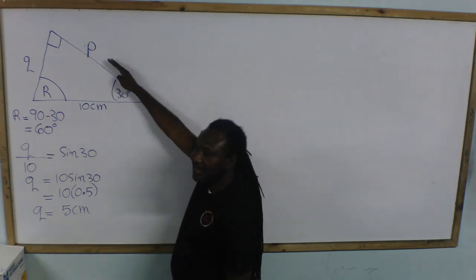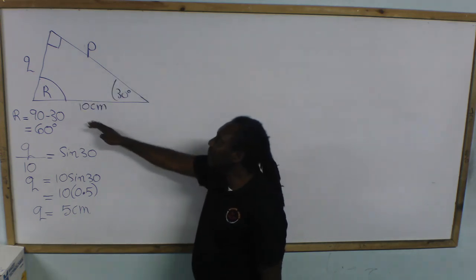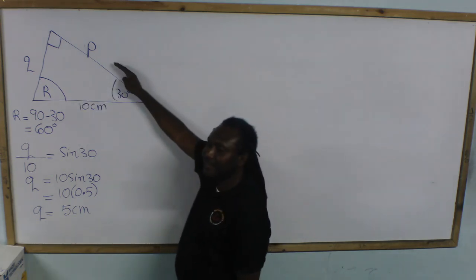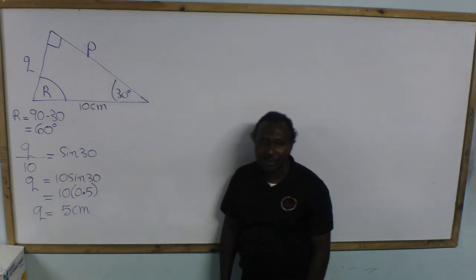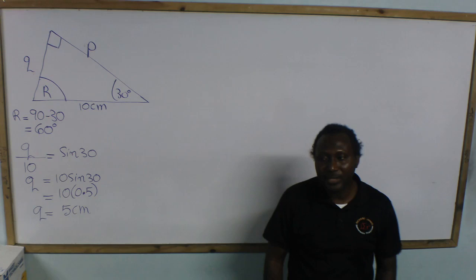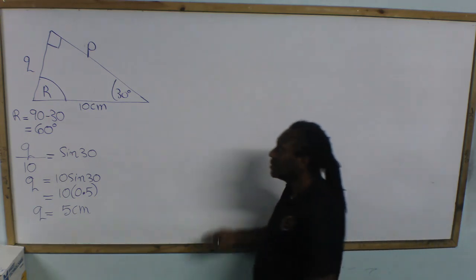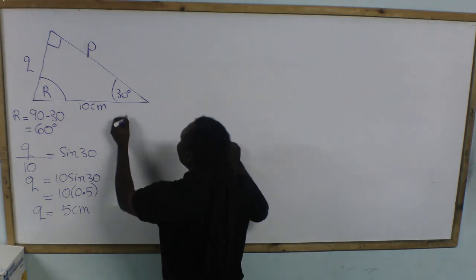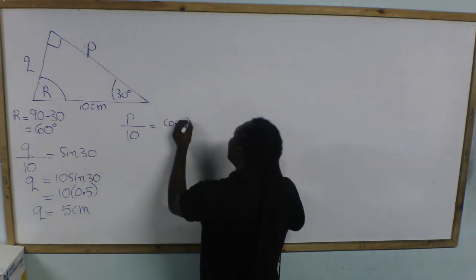Relative to the angle that is given, P is adjacent. What else is given? 10, which is the hypotenuse. Adjacent, hypotenuse. Which trig ratio is that? Cosine. And cosine is equal to adjacent over hypotenuse.